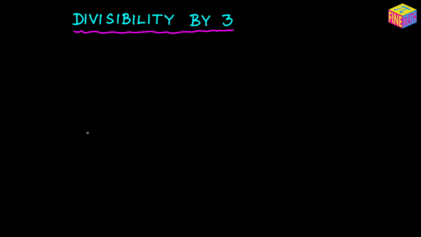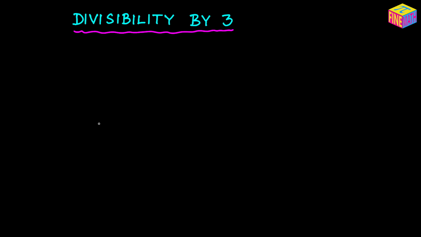Hi everyone. In this video we are going to talk about the rule of divisibility by 3. The rule says that if you have to check a number to see if it is divisible by 3, then you can quickly calculate the sum of the digits, and if that sum is divisible by 3, then the original number also should be divisible by 3. That's what the rule says, right?